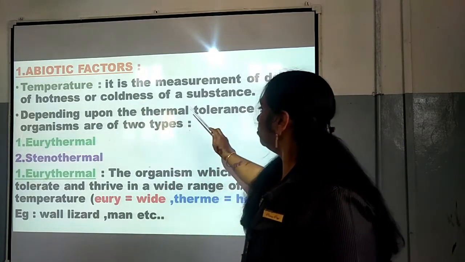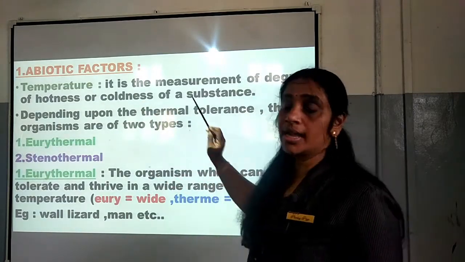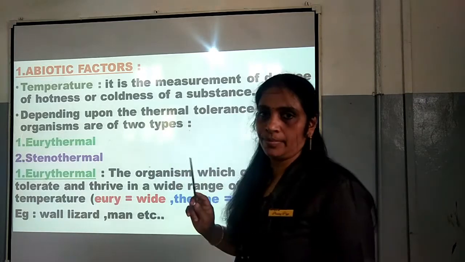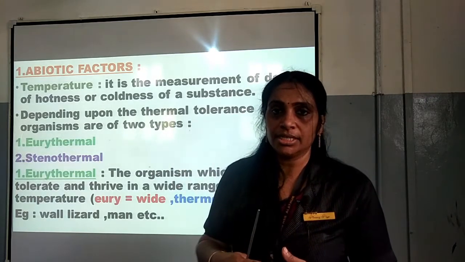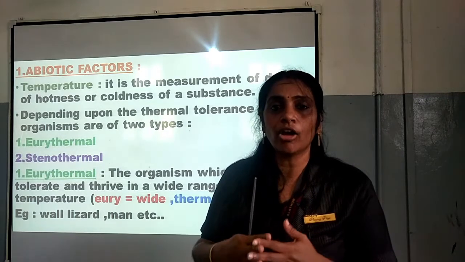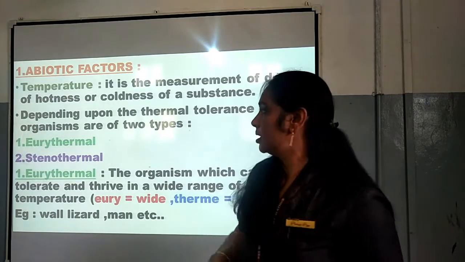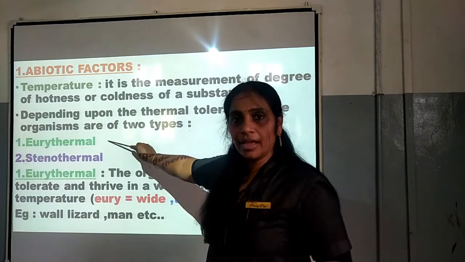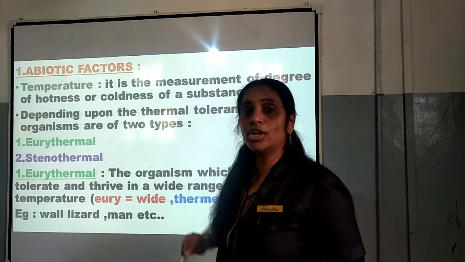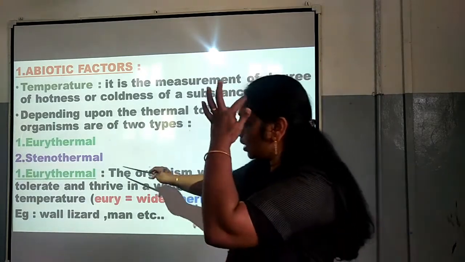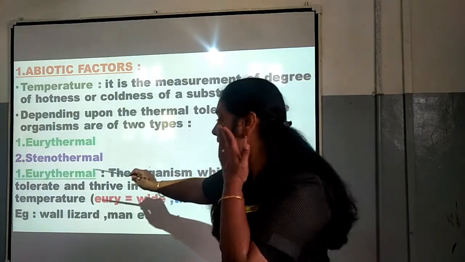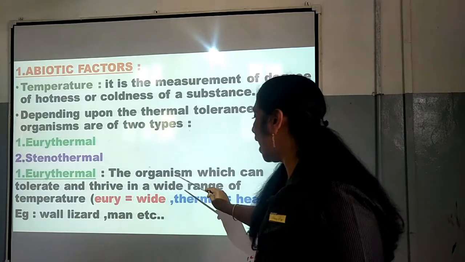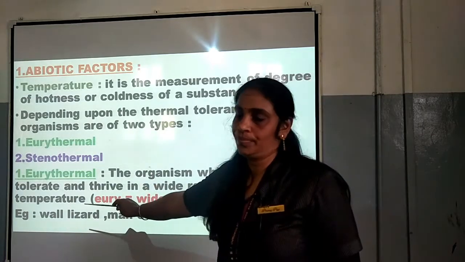Depending upon the thermal tolerance, organisms are of two types. Depending upon the tolerating range of temperature, we can classify organisms into two types. Number one is eurythermal and number two is stenothermal. Eurythermal: the organism which can tolerate and thrive in a wide range of temperature.